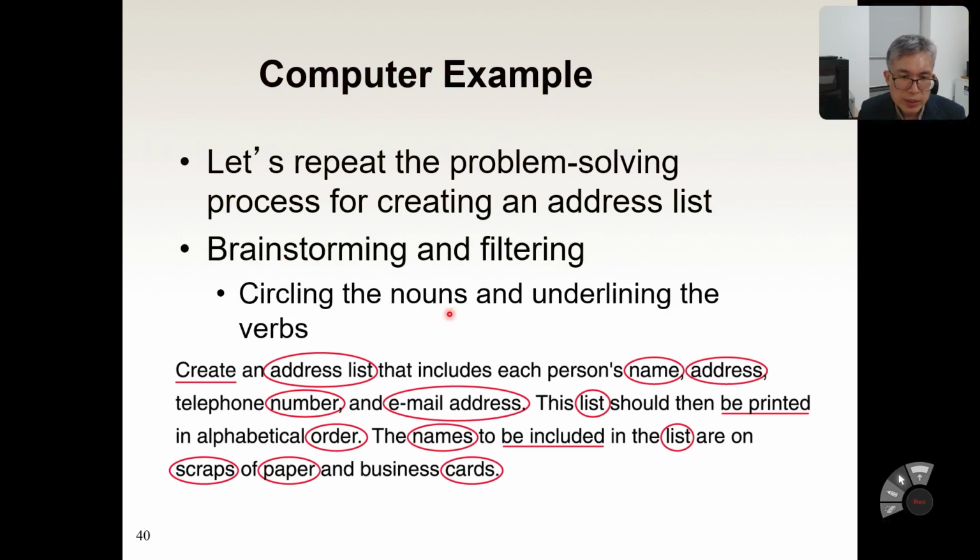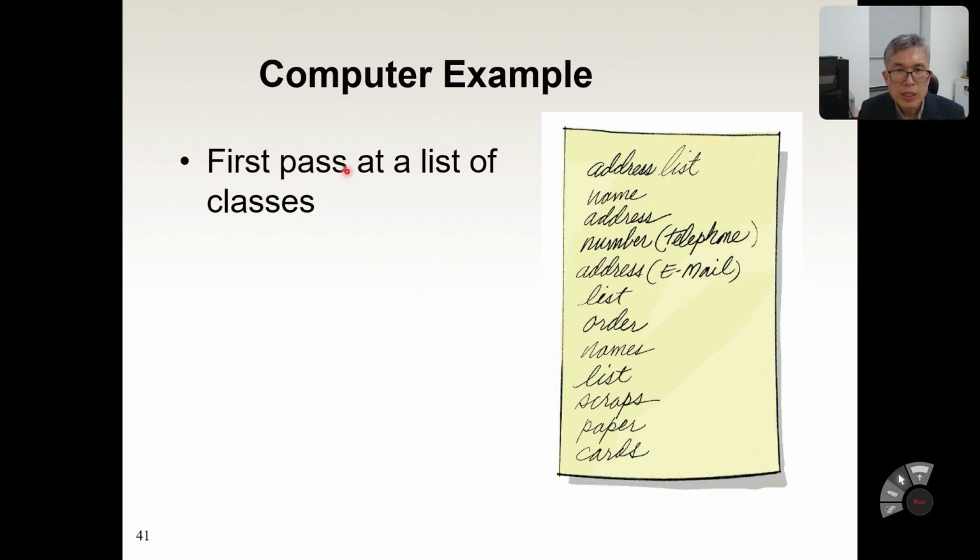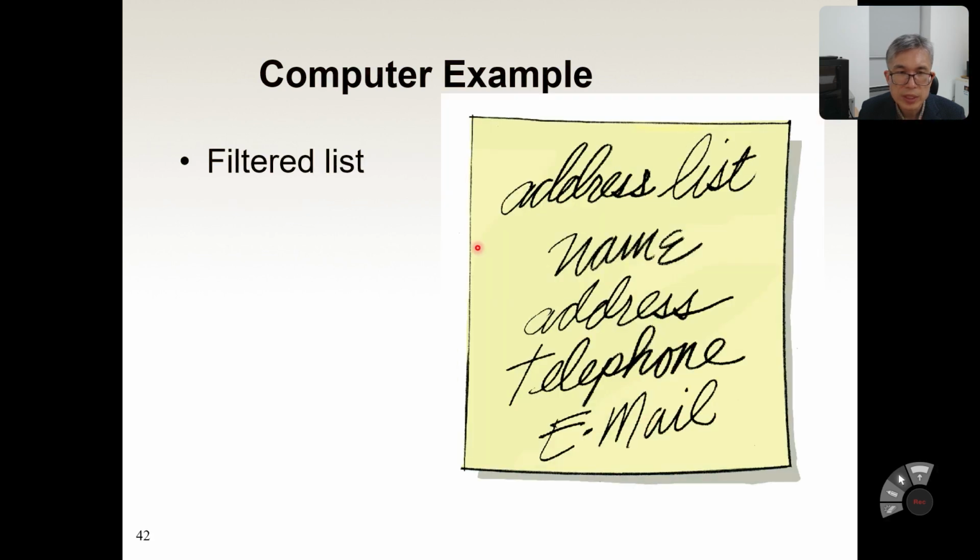Brainstorming and filtering. So we have this kind of sentence: create an address list, and so on. In that case, we can circle the nouns and underline the verbs. Circle nouns, underline verbs. And then we can make a first pass at a list of classes by brainstorming, so we can write down these classes based on nouns in the sentences, and then we can delete a certain number of nouns not relevant to our problem solving.